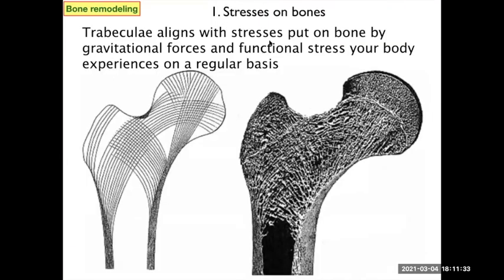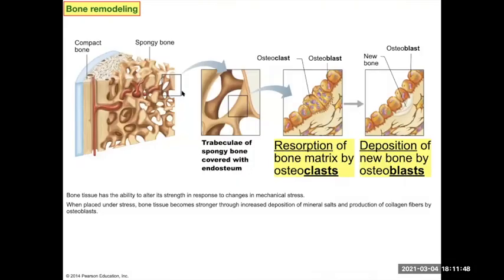Bottom line is trabeculae aligning with the stresses put on your bone by either the gravitational forces of your body and the functional stress, all those lines. So that's a big part of bone remodeling. And again, those osteocytes are going to direct the activity of the osteoblasts making new bone, as well as the osteoclasts breaking down bone. All possible because these cells exist and bone is constantly doing this. It's doing it for calcium homeostasis, but it's also doing it so that we can optimize the way our bone is organized.